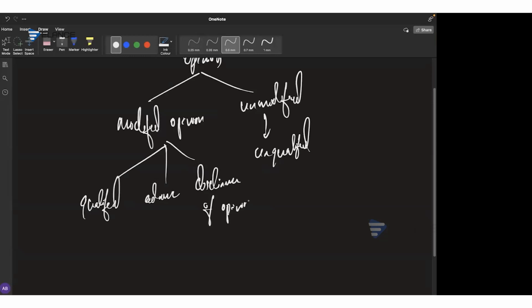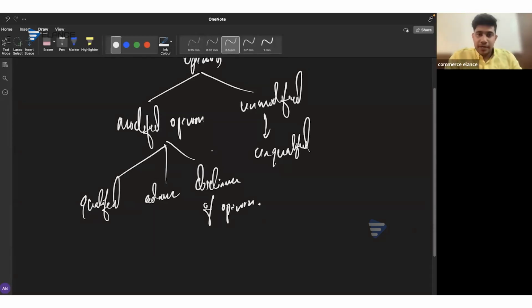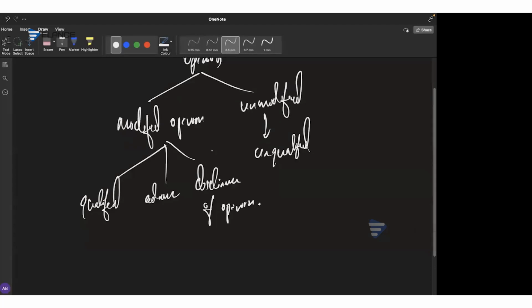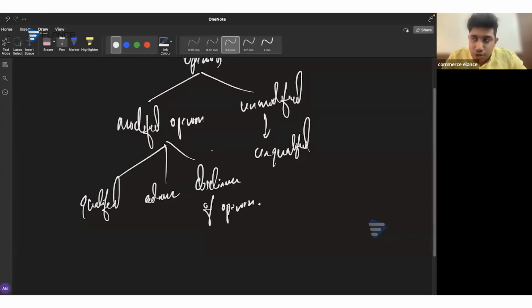An unqualified opinion means that the financial statements show a true and fair view. A qualified opinion means that the financial statements show a true and fair view, but subject to some reservation, that is, except for some matters. An adverse opinion means that the financial statements do not show a true and fair view. And a disclaimer of opinion means that as an auditor, we are not able to express an opinion on the financial statements due to the lack of audit evidence.